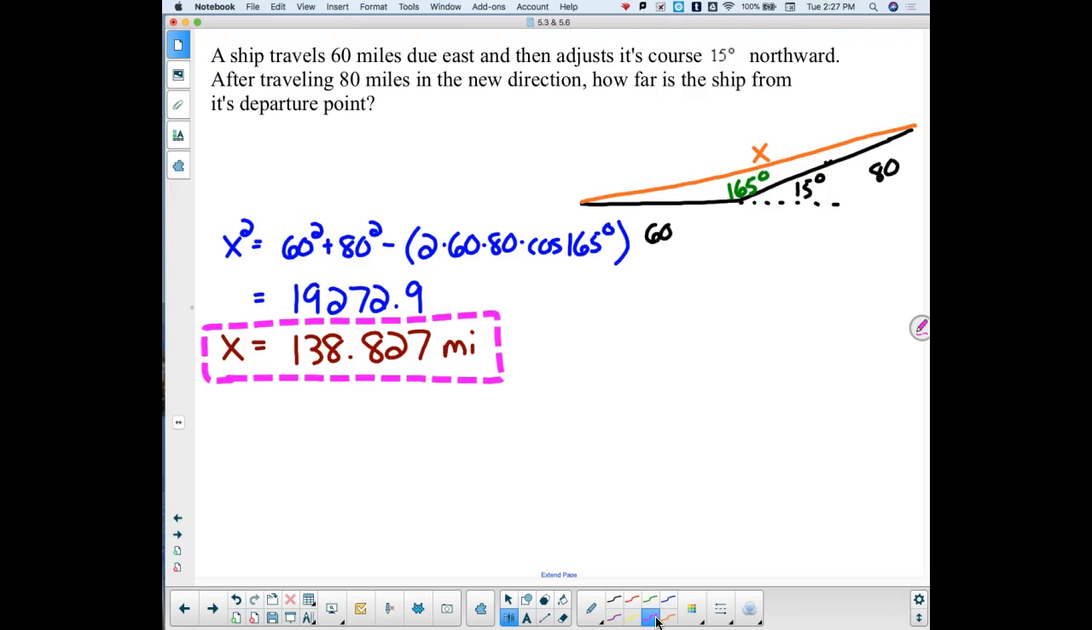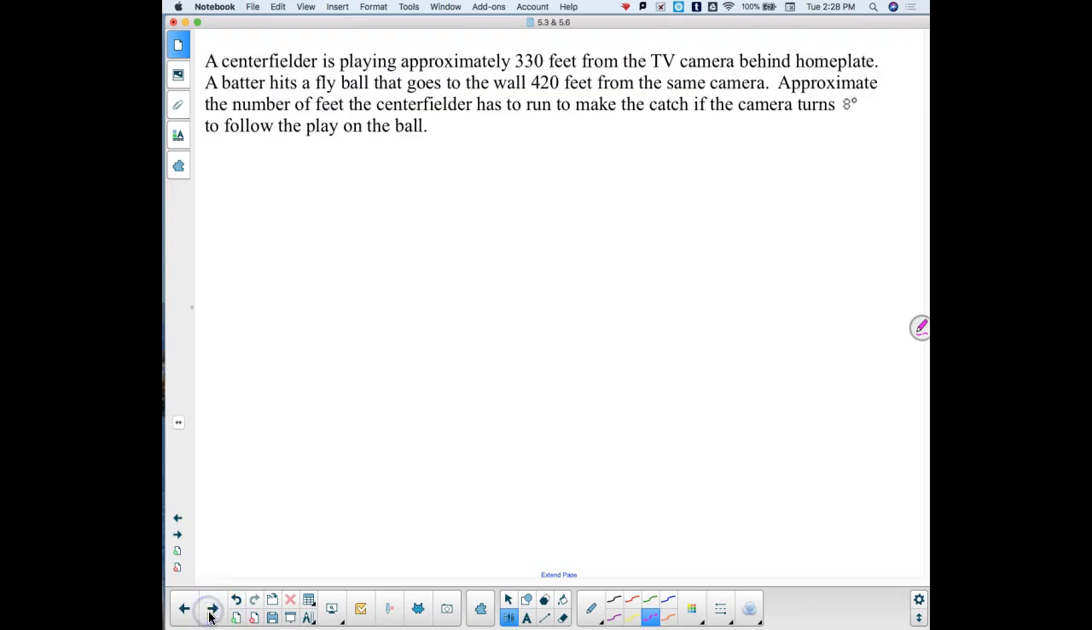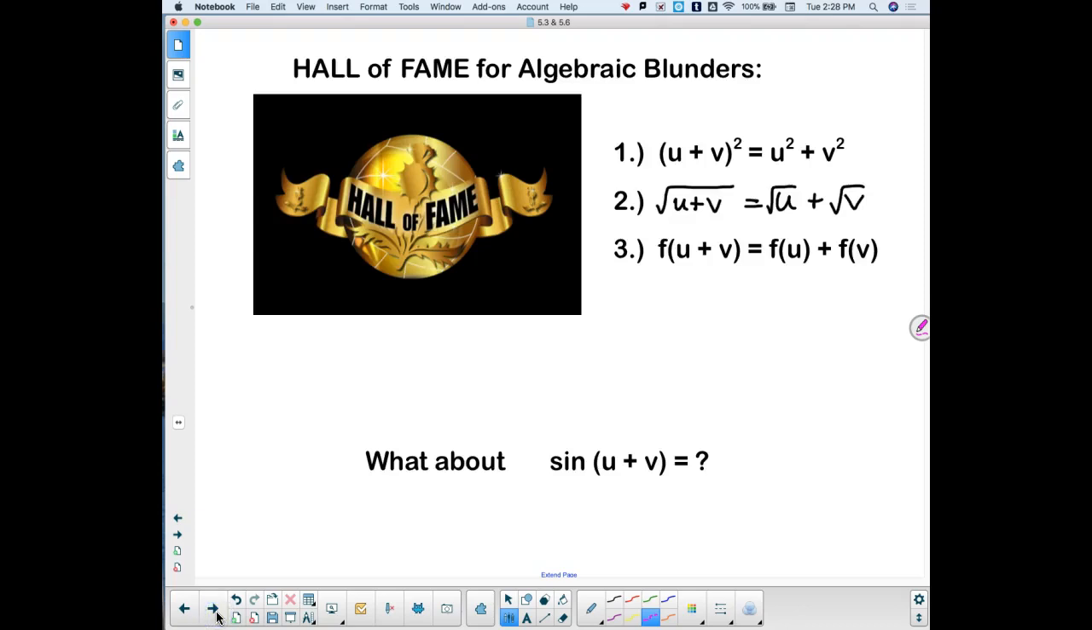Okay. All right. We are now switching back to your own notes. We're off of the yellows now. We're back into your own notes. You will need out your unit circles now for this next portion. While you're organizing your stuff, let me just inform you of 3 of the classic algebra blunders, the Hall of Fame, if you will. You do not need to write these down.